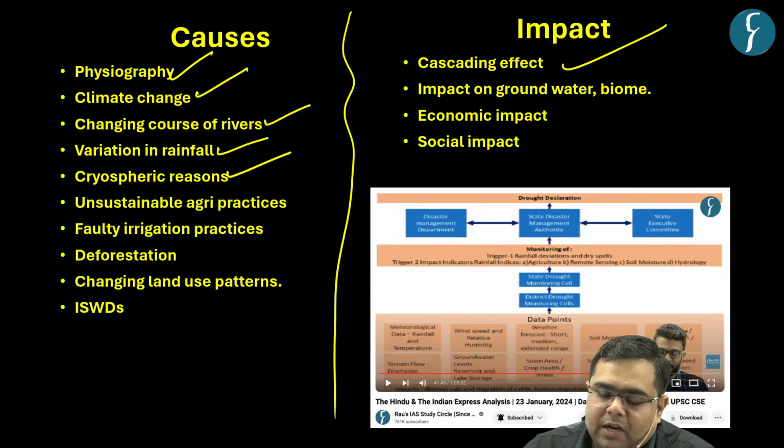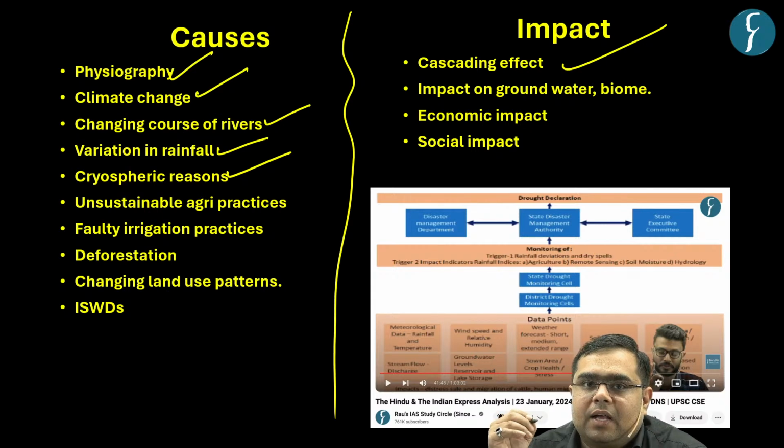Next one being cryospheric regions. Cryospheric regions means cryosphere. What do you mean by cryosphere? Cryosphere is the region which is permafrost, which is permanently frozen. For example, the Himalayan region of India is called the third pole because it is a cryospheric region. And we see that most parts of the Himalayas are permanently covered with ice.